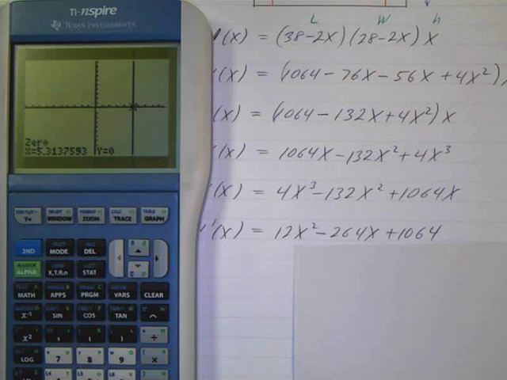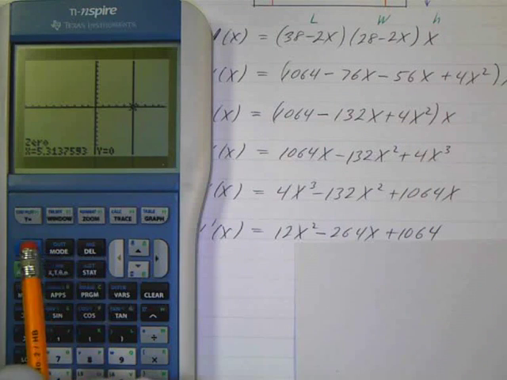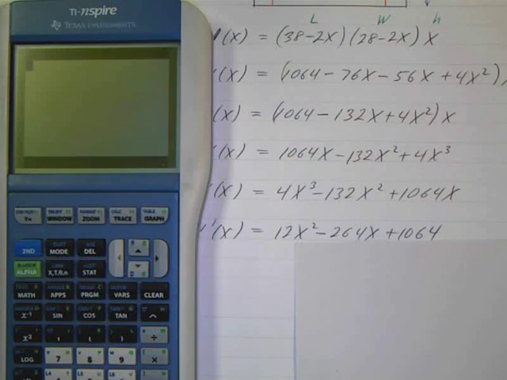Okay? So I want to use that. That's going to actually be my height. Remember, x is the height. So we're going to store that. So we go to second mode or quit. That's going to put us on the home screen. And we'll press store, and we're going to put that in alpha A and press enter.